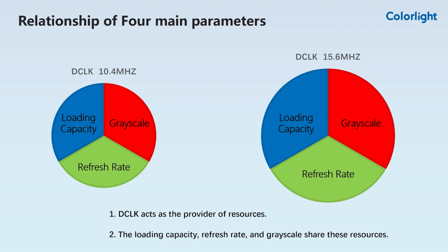1. DCLK acts as the provider of resources. The larger the DCLK value, the more resources it provides. However, DCLK should not be too large and must be within the module's tolerance range. 2. The loading capacity, refresh rate, and grayscale share these resources. If one parameter value is too large, the other 2 parameter values will inevitably decrease. We need to balance these 3 parameters based on different usage environments.